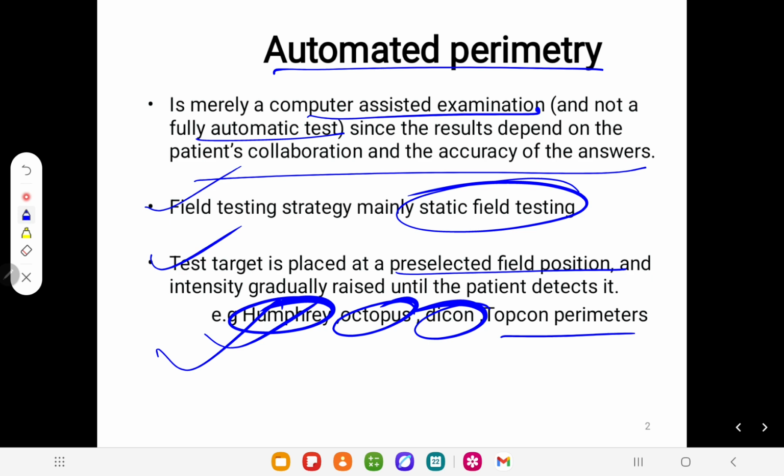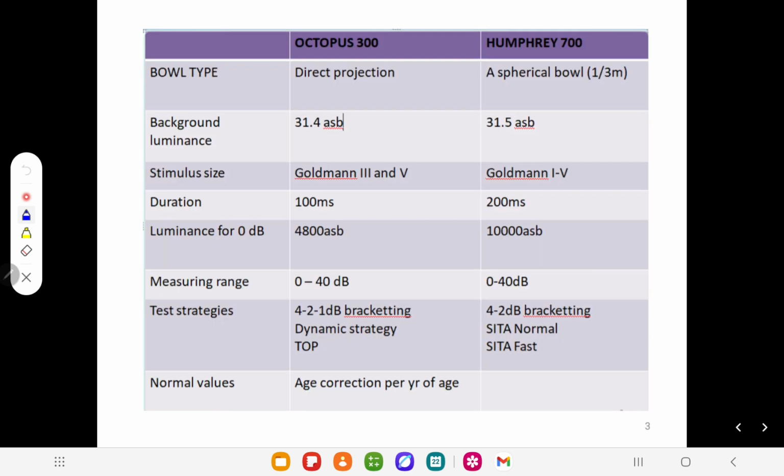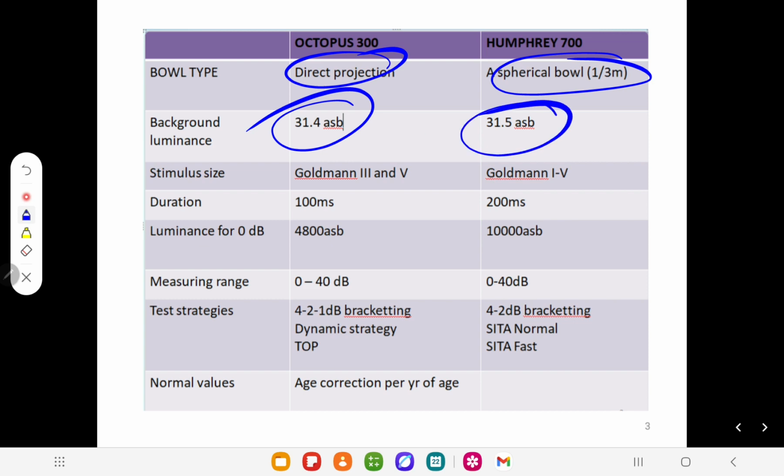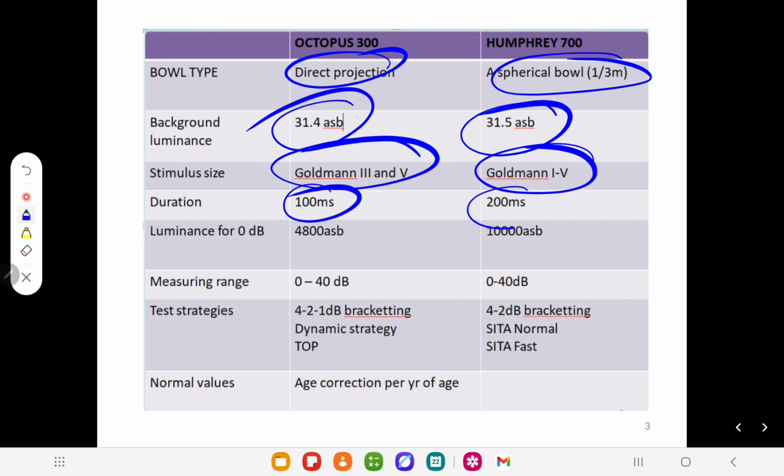There are a lot, but Humphrey is the gold standard, and we are going to talk about Humphrey for maybe 10-12 videos. Okay, so what is the gross difference between Octopus 300 and Humphrey 700? In Octopus 300, there is direct projection, but in Humphrey there is a bowl and we project onto the bowl. Background illuminance is approximately the same, 31.4 apostilb, 31.5 apostilb. Stimulus size in Octopus is Goldmann 3 and 4, in Humphrey 1 to 4 (I to IV). Duration of stimulus presented is 100 milliseconds in Octopus, and in Humphrey it is 200 milliseconds.